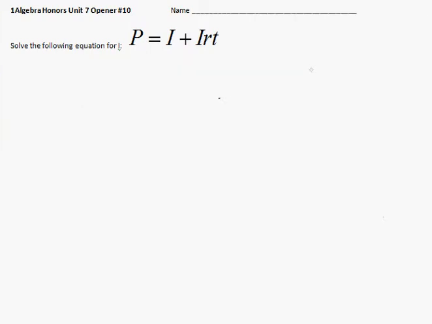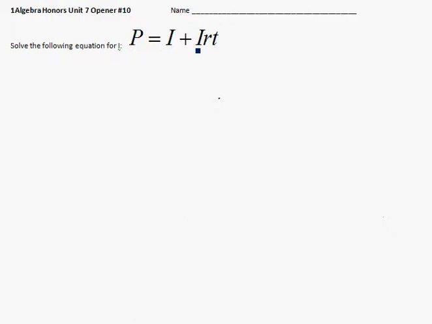In Unit 7, opener number 10, we have another formula or literal equation where we're asked to solve for one of the variables in terms of all of the other variables. This time we're asked to solve for I, and the thing that makes this one tricky is that this I is tied up in two different places. So it seems at first glance like it's going to be very difficult to get I by itself.